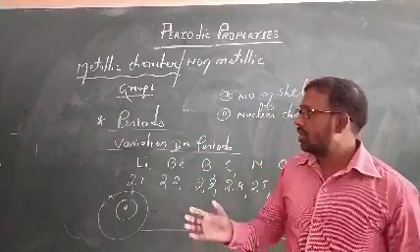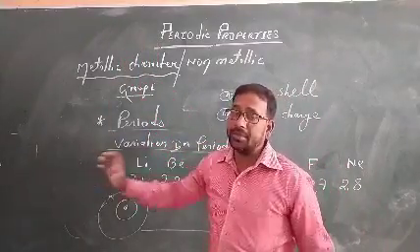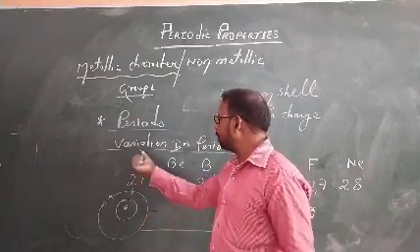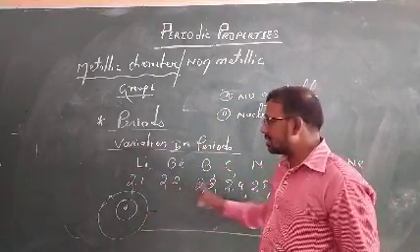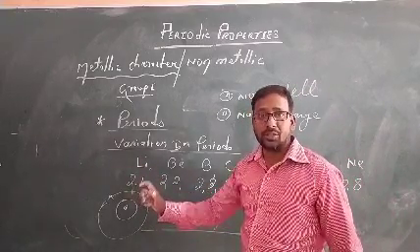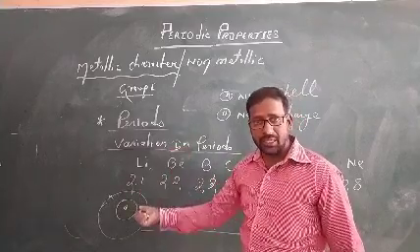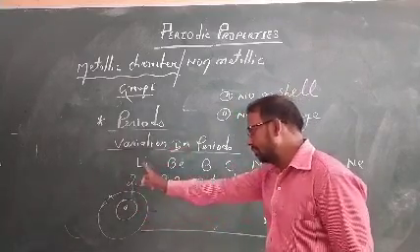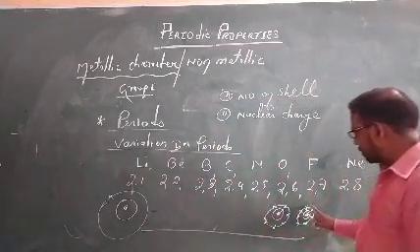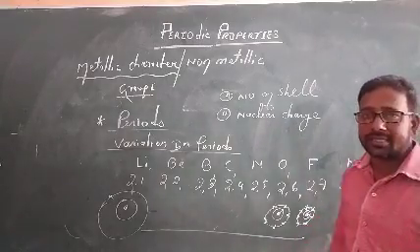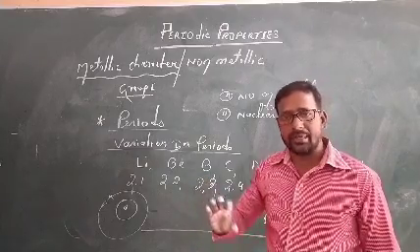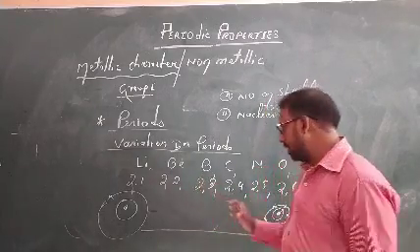We have already discussed that when we move in a group from top to bottom, size increases because of more number of shells. In the case of a period, the number of shells is the same, but they have different nuclear charges. Nuclear charge increases gradually when we move from left to right, and because of greater nuclear charge, the outermost electron is pulled toward the nucleus and size decreases. So that is a very clear variation of atomic radius in group and in period.